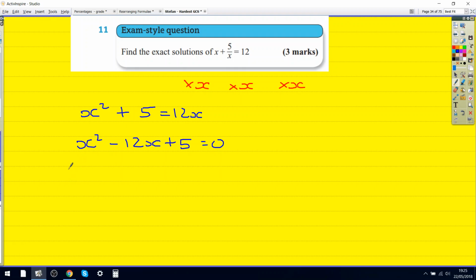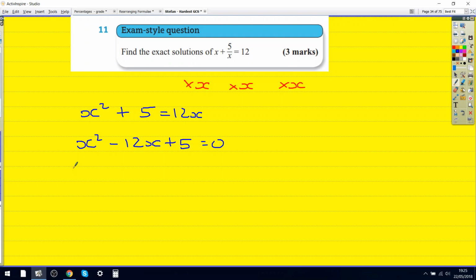Sorry, what? If they want exact solutions, if you can't factorize it, you just do the formula or complete the square and leave your answer in the square root. Okay, right. So if they say find exact solutions.